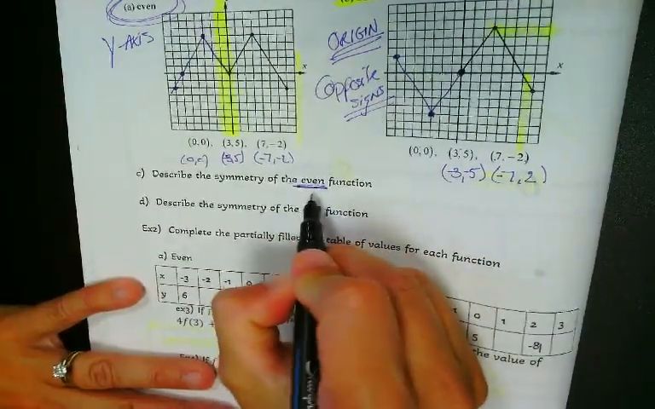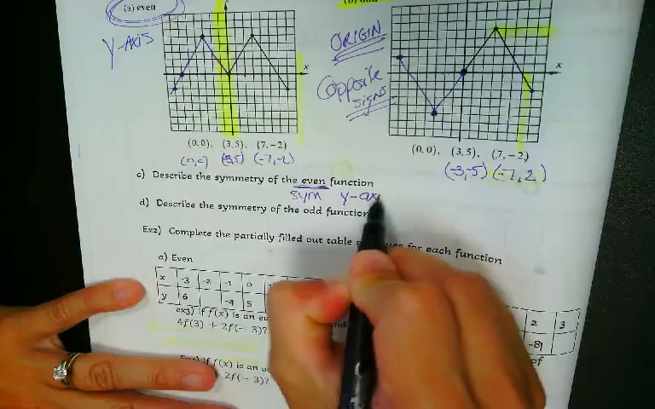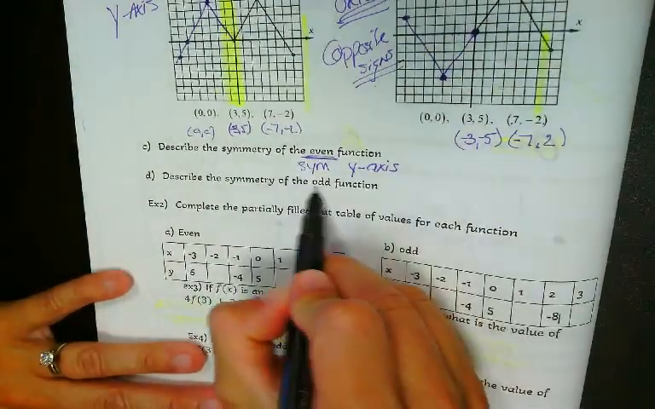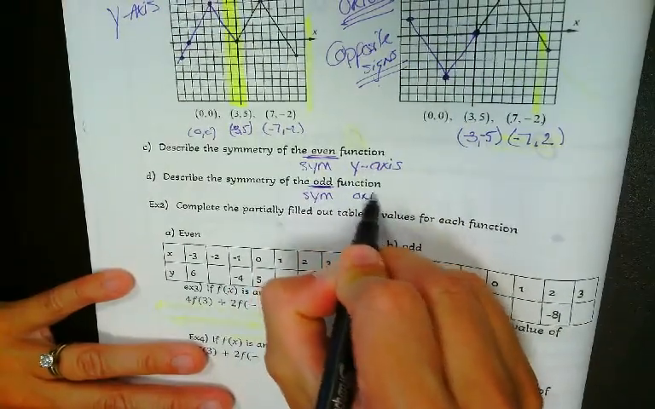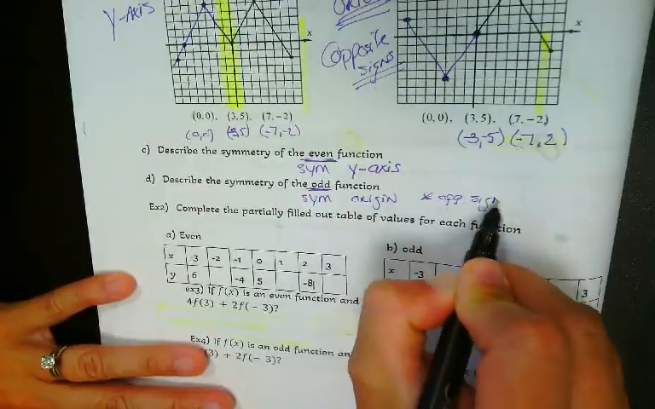All right, keep going. Describe the symmetry of an even function. Again, just reiterating the same thing. Even is symmetric to the y-axis. Odd, there's the O word, odd, is symmetric to the origin. And again, I want to think opposite signs.